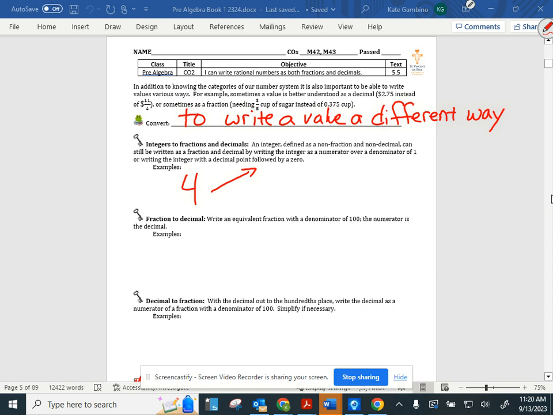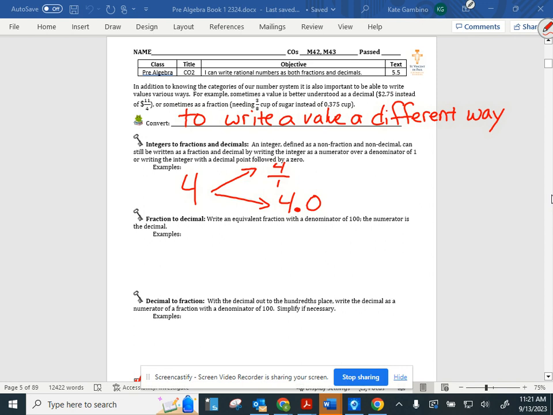Peyton, I hope you're following along. As I'm writing, 4 is our integer. We can write it as a fraction by putting it over 1. So 4 over 1 is the same as saying 4 wholes. That's how we make our integer into a fraction. We can make that integer into a decimal by putting a 0 in the tenths place. They all represent the exact same value. They all represent 4. 4 over 1, 4 with 0 tenths, they're all 4.